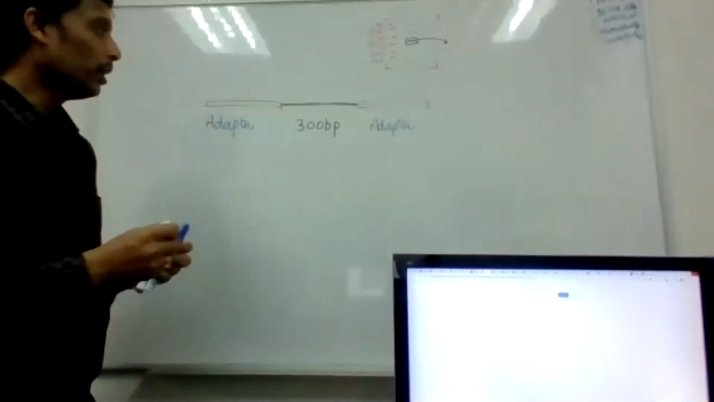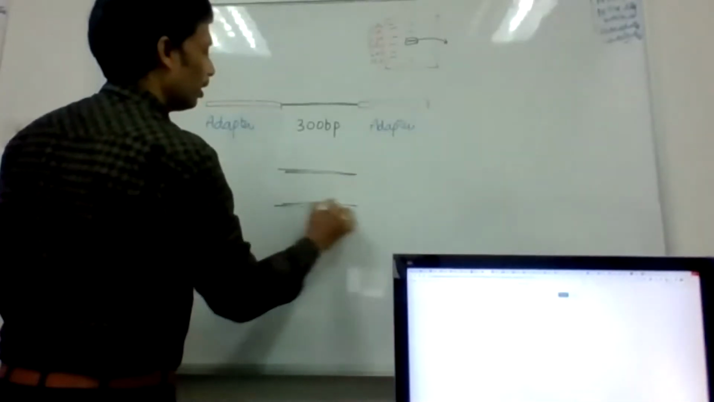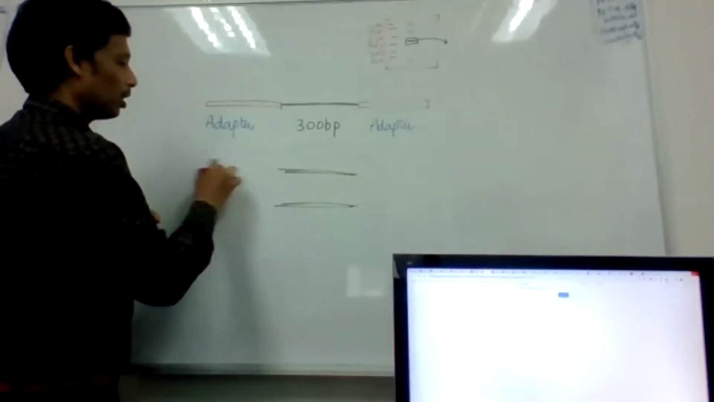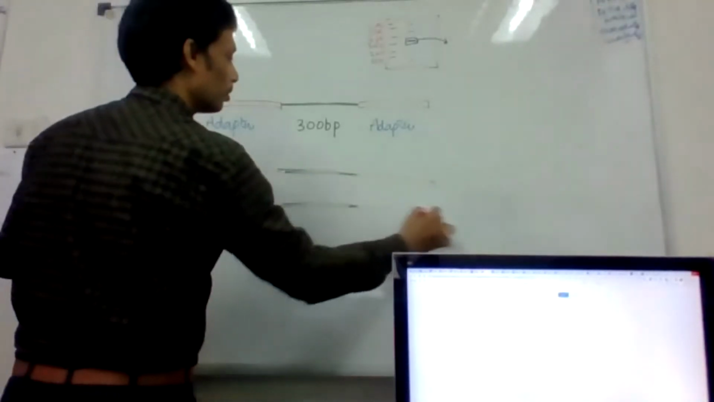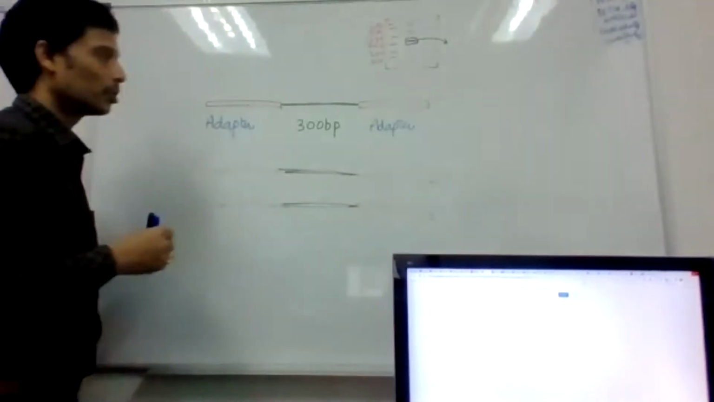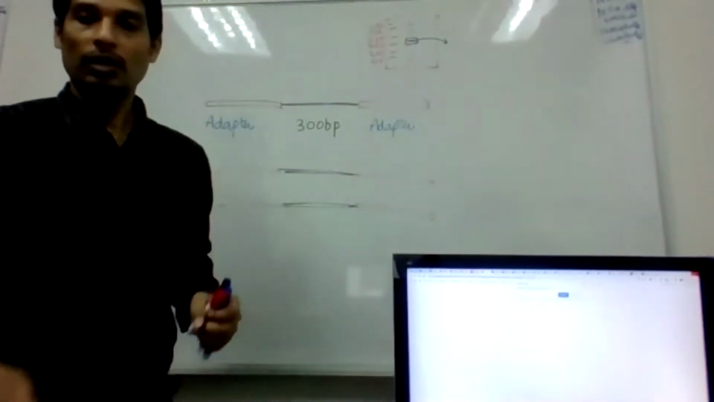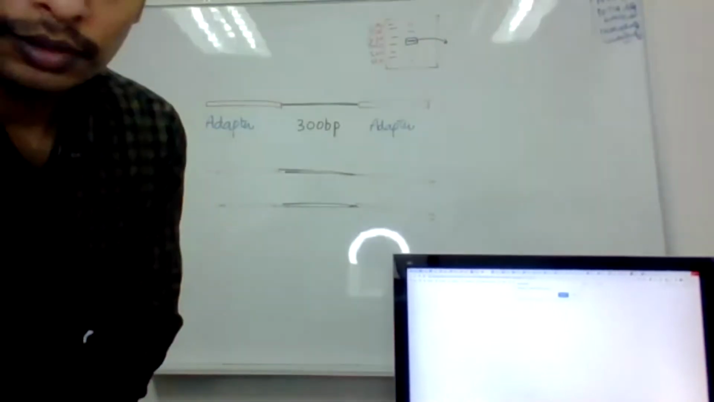So you will have millions of different DNA fragments, but with the same adapter at the 5' and 3'. Okay, so this is the first step in pyrosequencing. So what is the next one? Amplification.